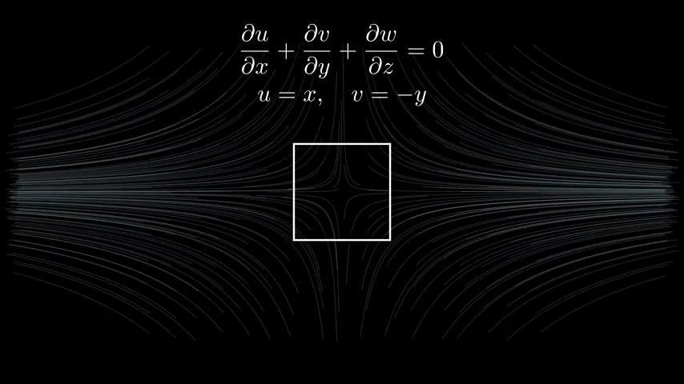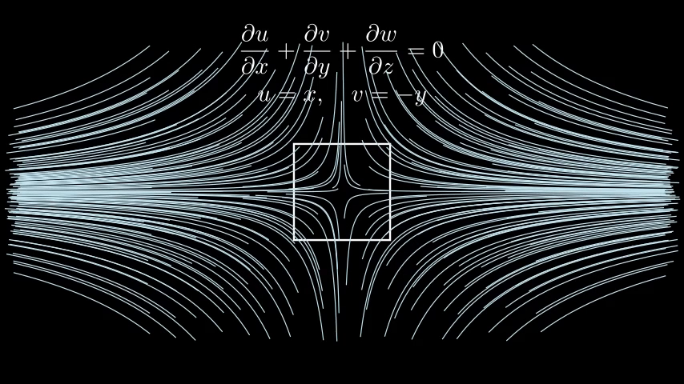Let's look at a 2D example. For flow in the xy plane, the continuity equation becomes partial u partial x plus partial v partial y equals 0. This means the rate of stretching in the x direction must be exactly balanced by the rate of compression in the y direction. Consider a velocity field like u equals x and v equals negative y. If we plug this in, 1 minus 1 equals 0. So, this velocity field satisfies continuity for incompressible flow.